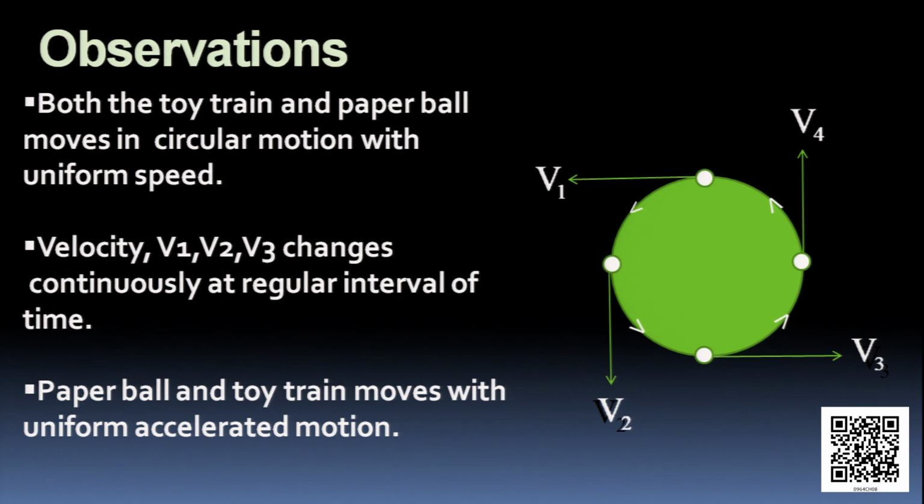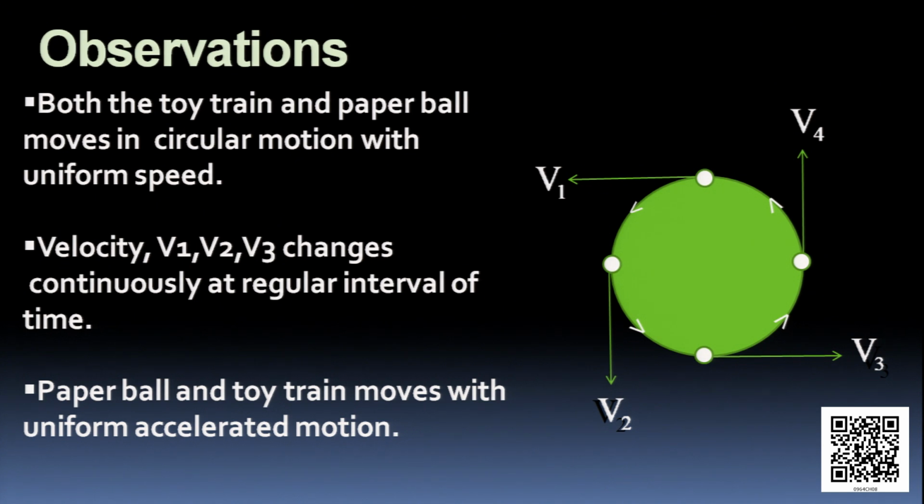Both the toy train and the paper ball move in circular motion with uniform speed. But the velocity, you see, at the top is v1, then v2, then v3, then v4. Velocities v1, v2, v3 and v4 change continuously at regular intervals of time. See, the direction of velocity is tangential to the circular path. Just now I explained that whenever we cut the string with a scissor, the ball flies tangentially to the circular path. That's why the direction of the velocity is tangential to the circular path.